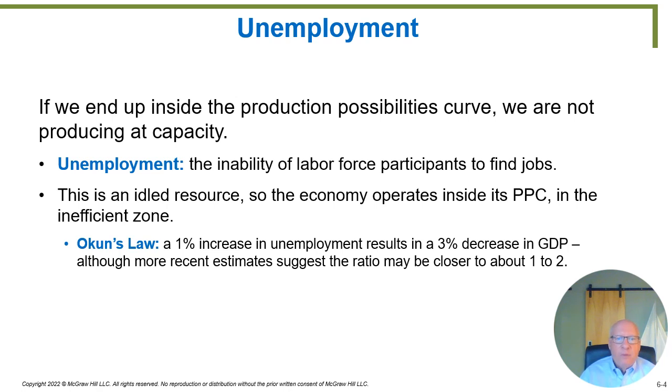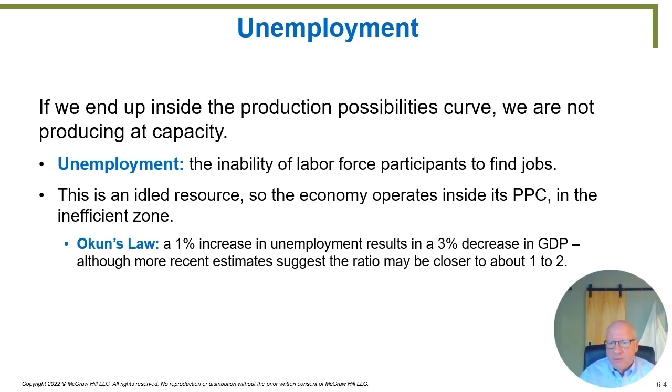Unemployment now. If we end up inside the production possibilities curve, as we pointed out, we're not producing at capacity. So unemployment is the inability of a labor force participant to find a job. So this means we have idled resources. We have resources that are perfectly productive, but in fact cannot find a place for themselves to be productive because they can't find a job. So anytime you have unemployment, you are operating inside your production possibilities curve.